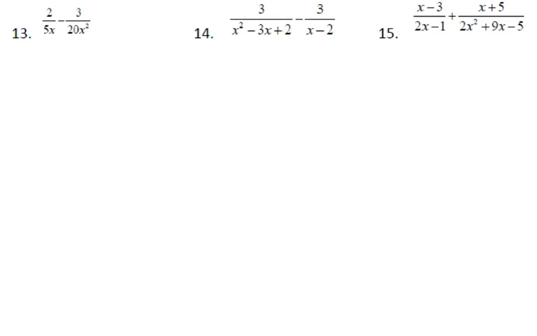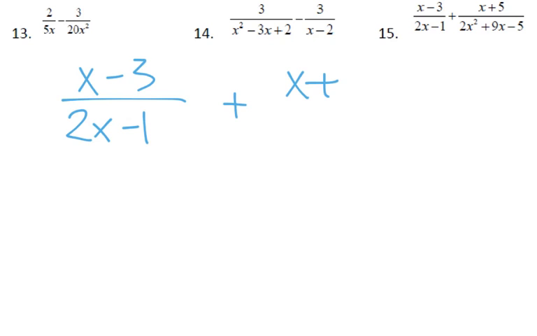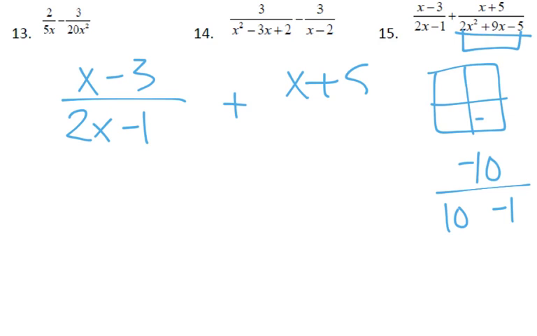So let's go x minus 3 times 2x minus 1 plus x plus 5, and then let's see what this is. 2 times negative 5 is negative 10. Factors of negative 10 that make a positive 9: 10 and negative 1. So we've got negative 5, 2x squared, 10x, and negative 1x.